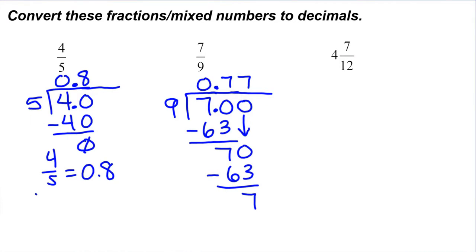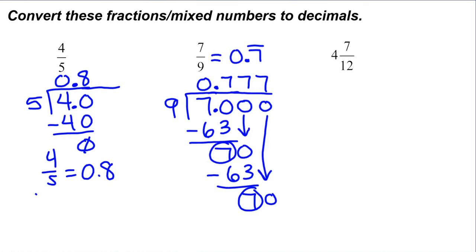So you can see now that we keep getting a remainder of 7 every time we divide. So this is going to continue, if we were to do this again, to be 7s. 7, 7, 7. This would never terminate or never end. So this ends up being a repeating decimal. So once we see that we're going to get a repeating decimal, we can go ahead and write that in bar notation. 7/9 is 0.7 repeating.